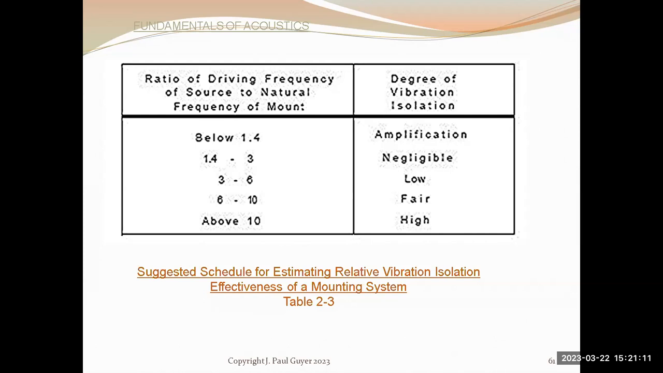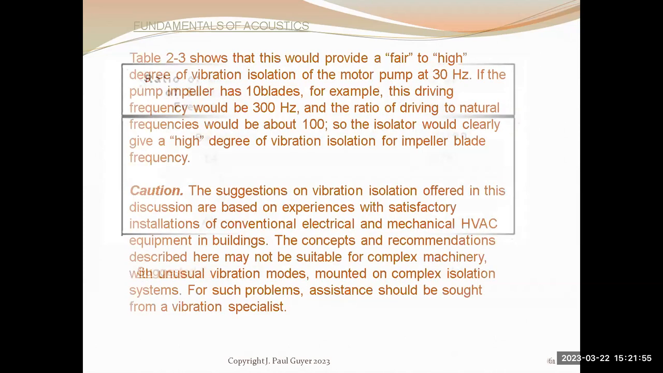If the ratio of the driving frequency to the natural frequency is in the range of 3 to 6, you would have a low degree of vibration isolation, and so on down through the table until when you get a ratio of the driving frequency to the natural frequency of the mount above 10, that's where you're getting a high degree of vibration isolation or protection of your building structure from the vibrating fan. Okay, all right.